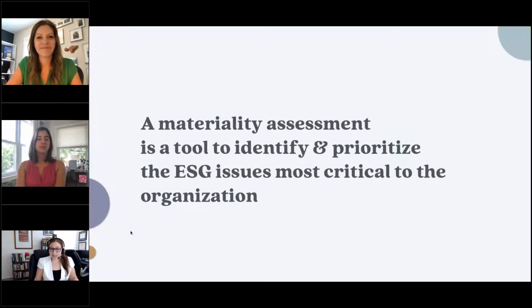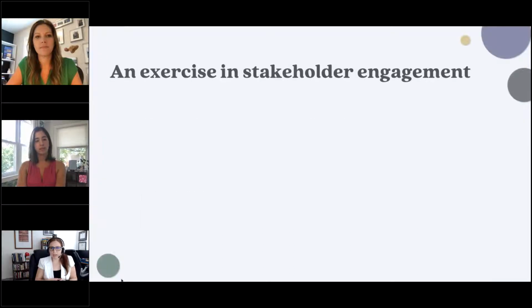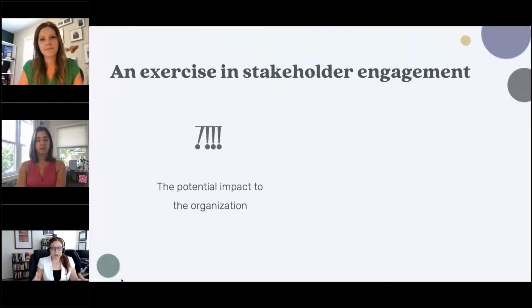Simply put, a materiality assessment is a tool. It's used to both identify and prioritize ESG, or environmental, social, and governance issues that are the most critical to your organization. And really, you can think of this as an exercise in stakeholder engagement as well. It's designed to find the relative importance of those specific ESG or sustainability topics. So you look at a variety of sustainability topics, ESG topics, whatever they might be, and you think about it from two lenses.